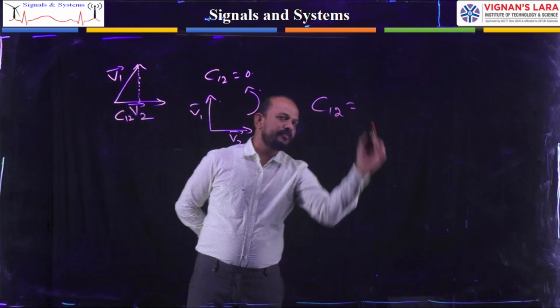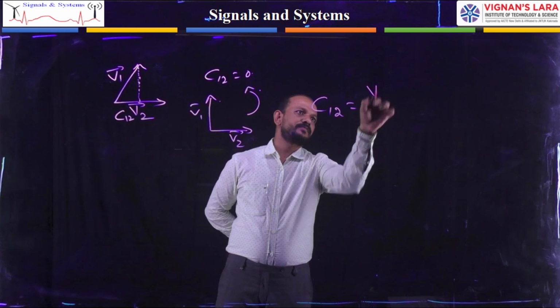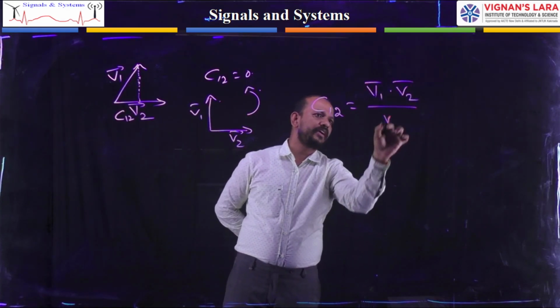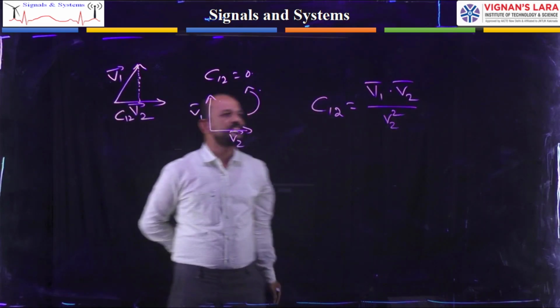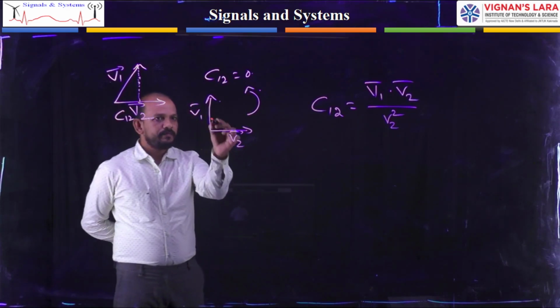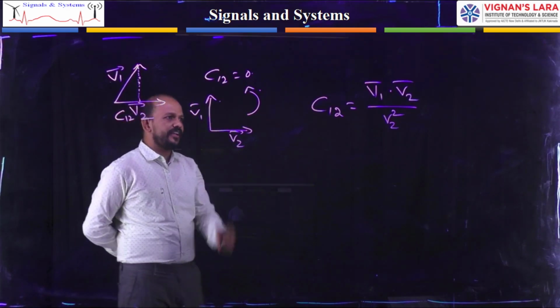And given the equation for c12, what is the equation for c12? So c12 will be given by the equation v1 bar dot v2 bar divided by v2 square. So this is the equation for c12. Now say these two are mutually perpendicular, the angle is 90 degrees.